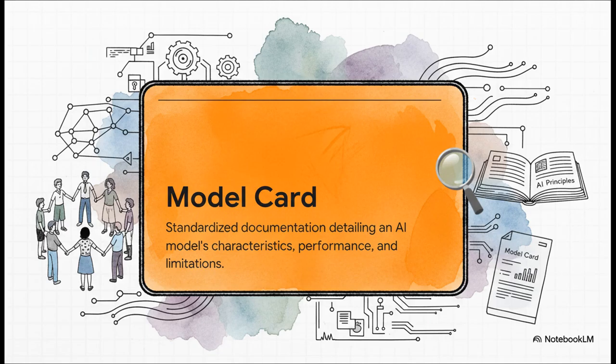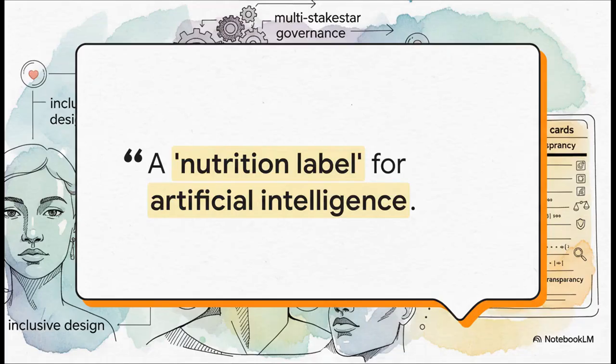This is a big move toward having clear, standardized documentation for every single AI model out there. And honestly, there's no better way to understand this concept than this quote. A model card is basically a nutrition label for artificial intelligence. How great is that? It's a simple, really powerful metaphor that just makes the whole idea click. Just like you'd read a food label to know what you're putting in your body, you'd read a model card to understand an AI system.